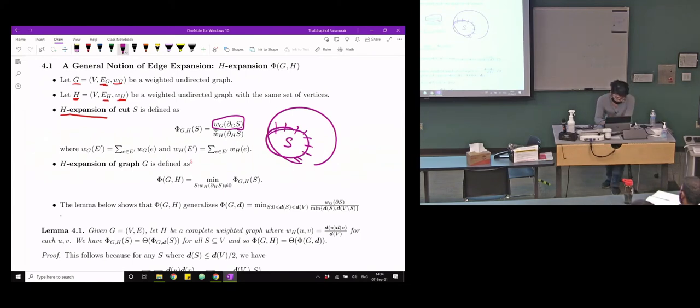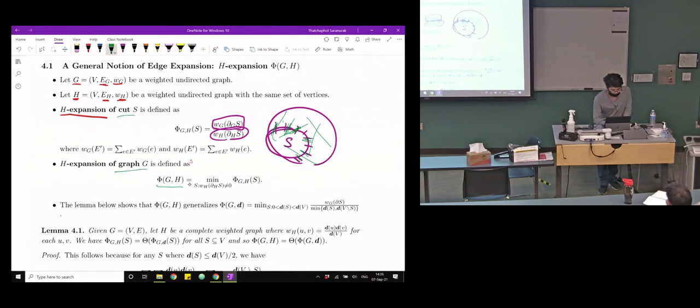And the thing below, instead of volume, is now more general. It's just something that is defined by some other graph. Let's say that there is another graph which is green. And now you count the edges that cross this, the green edges that cross the same cut. You compare them. Right. And then this is an expansion of a cut.